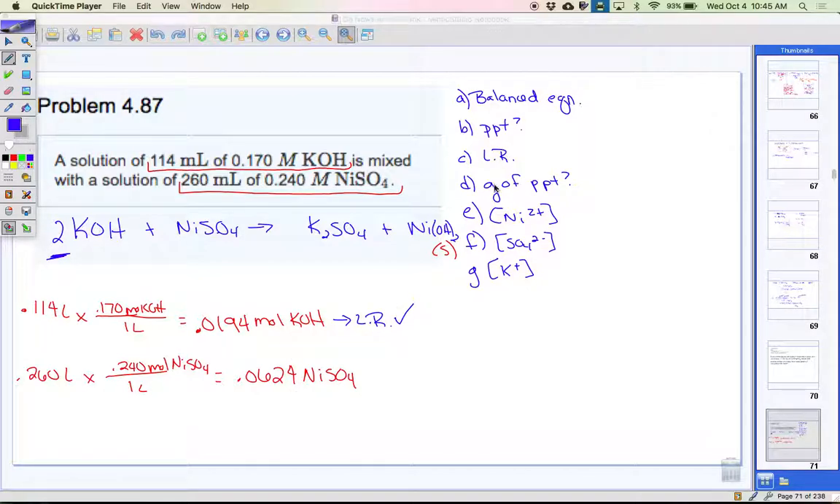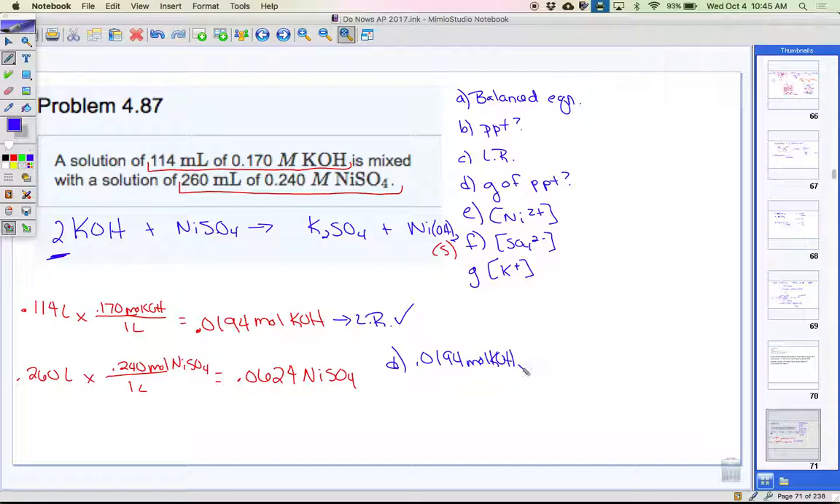All right, grams of precipitate. Once we know which one's limiting, that's where we do our stoichiometry from, right? So part D is going to be, start with the 0.0194 moles of KOH. Now you have to use the balanced equation. For every 2 moles of KOH that reacts, we make 1 mole of the precipitate, which is the nickel hydroxide. So 1 mole of the nickel hydroxide. And then they want grams, so we need the molar mass of that.